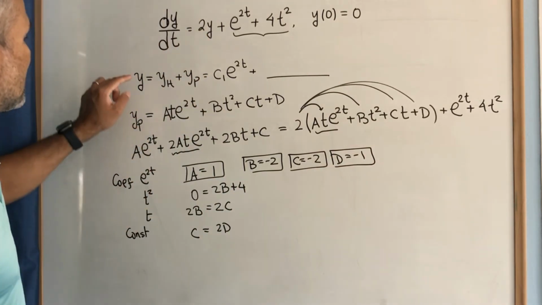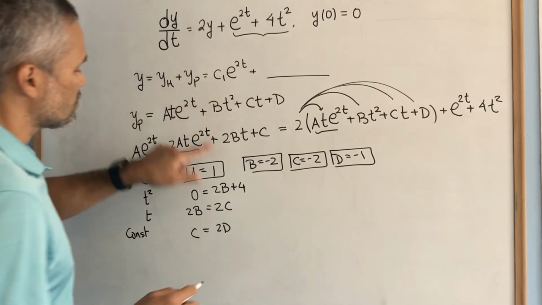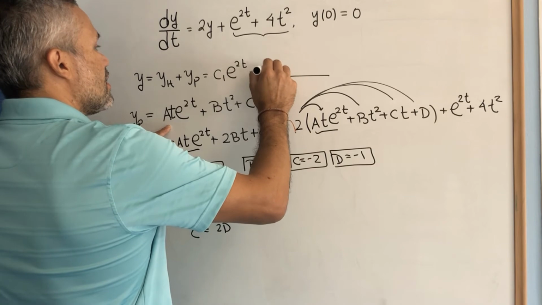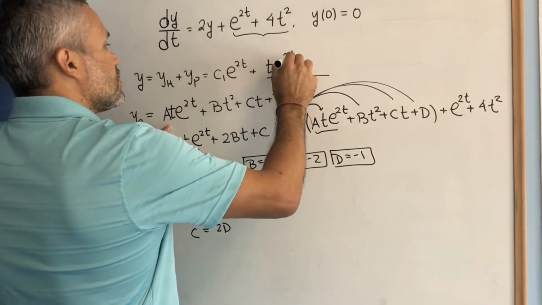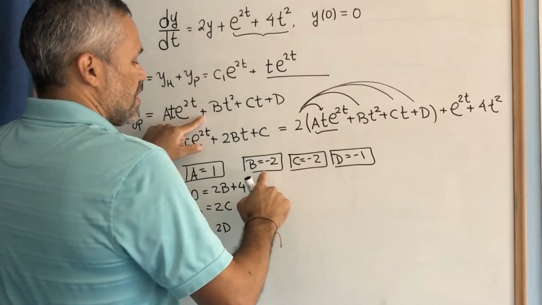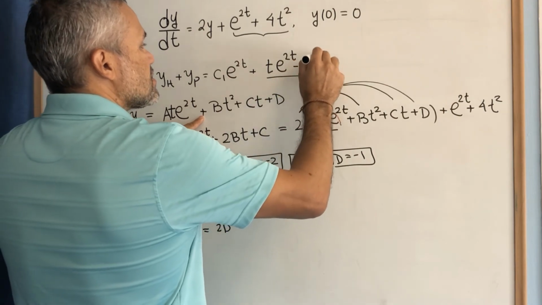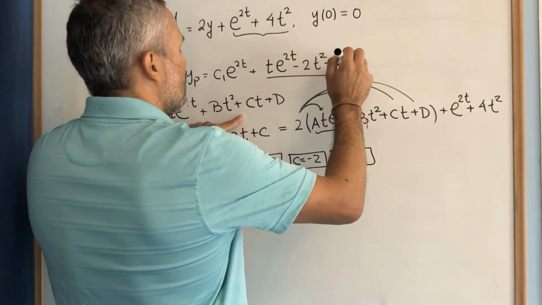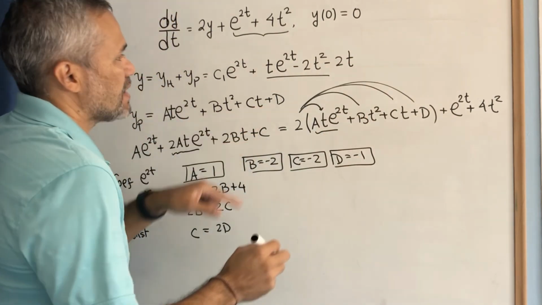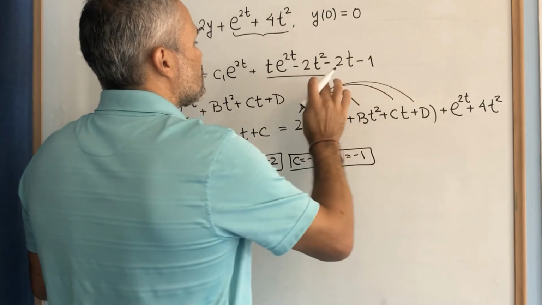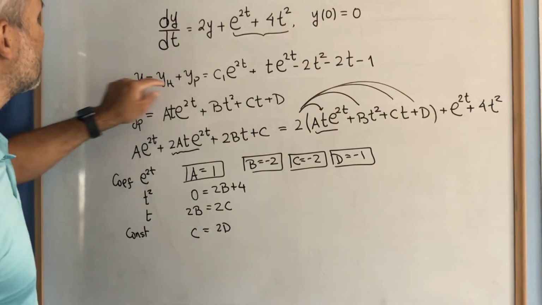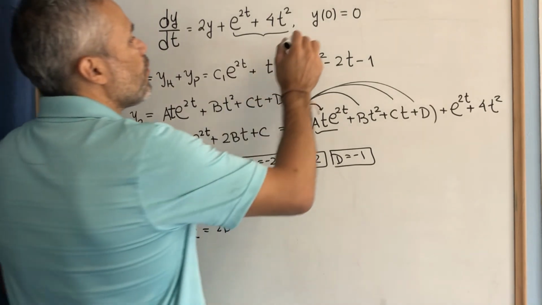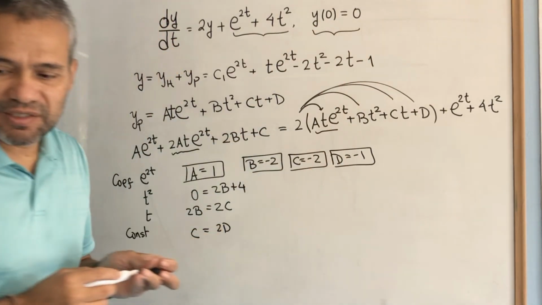That means that the particular solution is going to be a, which is 1, t e to the 2t plus b, minus 2t squared, plus c, minus 2t, plus d, which is minus 1. This is the general solution of this differential equation, but now we need to take care of the initial condition.